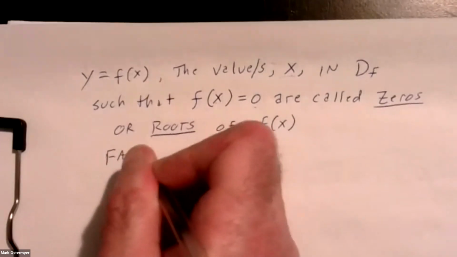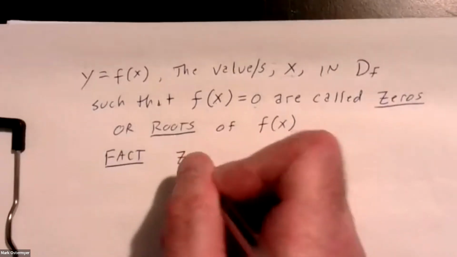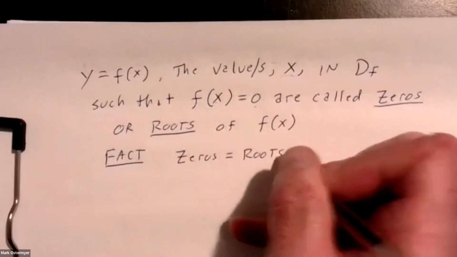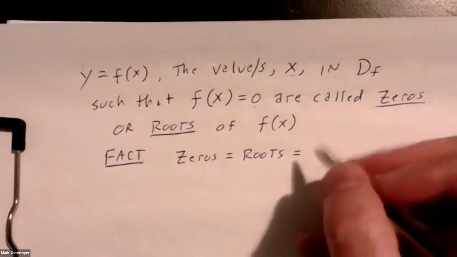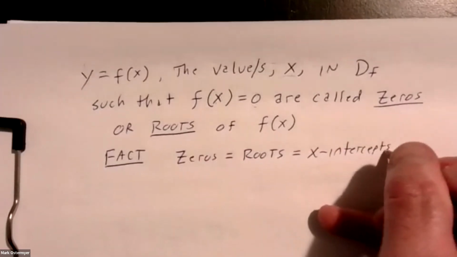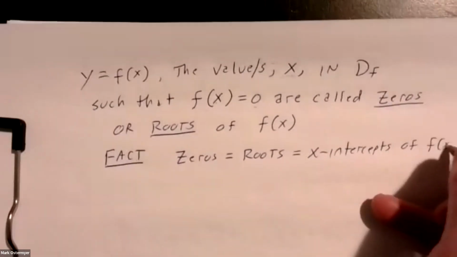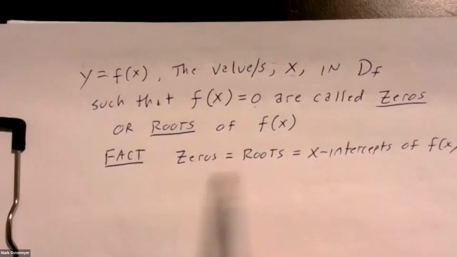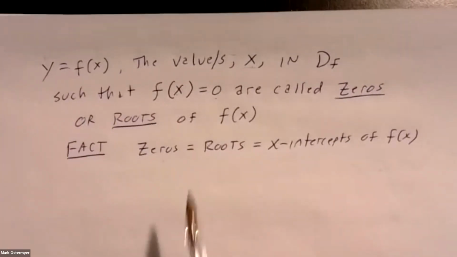It's a well-known fact that zeros are also called roots, but they're also called something else. They're also called x-intercepts of f of x. So zeros, roots, x-intercepts of f of x mean the same numbers. All right. They are all synonymous names for the same numbers here.